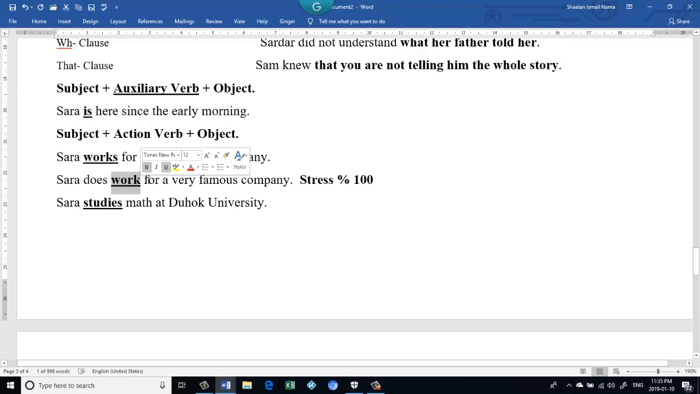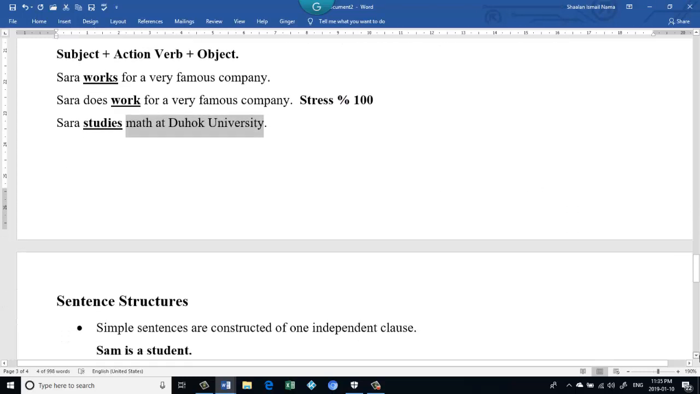Same thing here, for a very famous company, the object of the preposition, or you could say prepositional phrase. If we look to the sentences here, Sarah studies math at the Hawk University. Sarah is my subject. Studies is the verb, which is acting as the main verb. Math is the object. And then at the Hawk University is the complement for the sentences we have there.